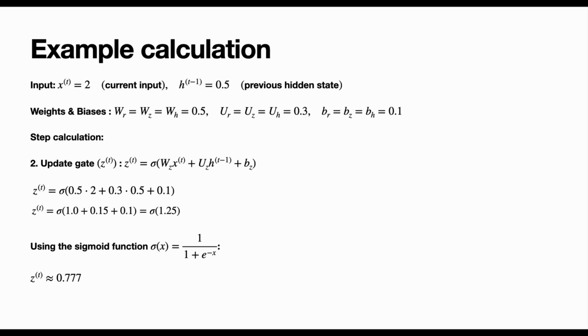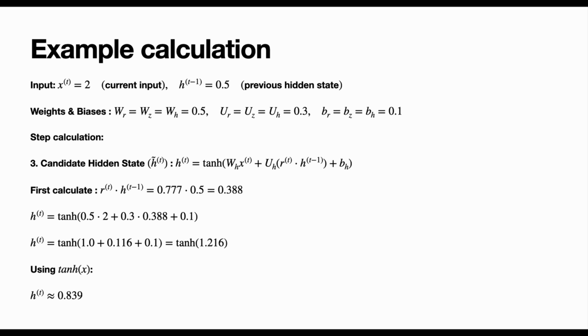This means about 77.7% of the past information will be retained, and the remaining will allow new input to influence the final state. This dynamic adjustment enables the GRU to focus on relevant past details while adapting to new data.